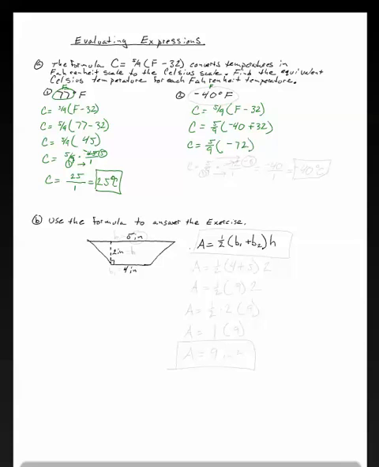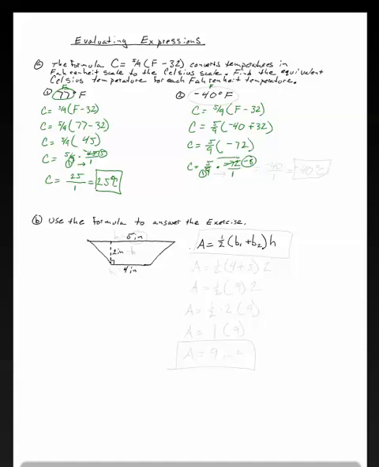Now once again we're going to put that whole number over 1. So C equals 5/9 times negative 72 over 1. And I'm going to check for any reducing that I can do. And 9 and 72 have a common factor of 9. 9 goes into 9 once, and then negative 72 divided by 9 would be negative 8.